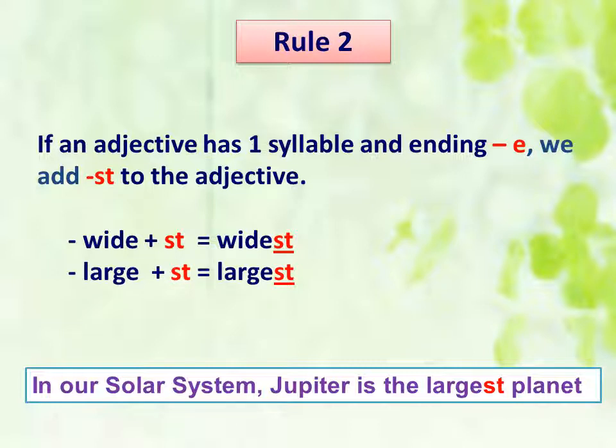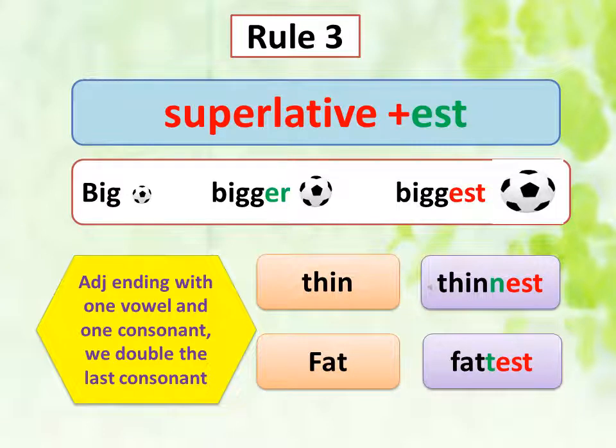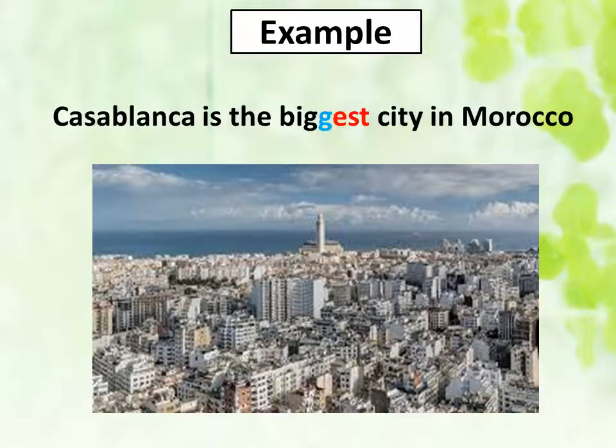Now rule number 3. Superlative: adjectives ending with one vowel and one consonant. We double the last consonant, as we did with the comparative. So thin, thinnest. We double the n. Fat, fattest. Example: Casablanca is the biggest city in Morocco. We double the g.